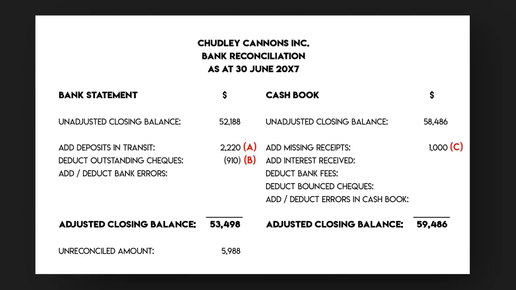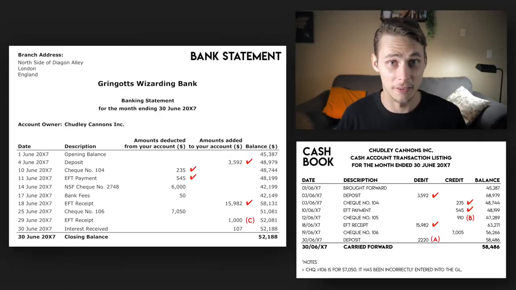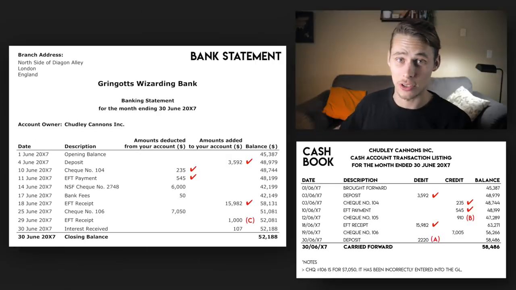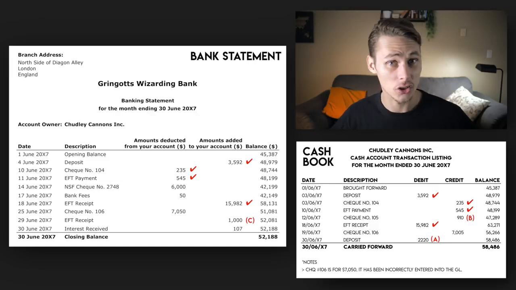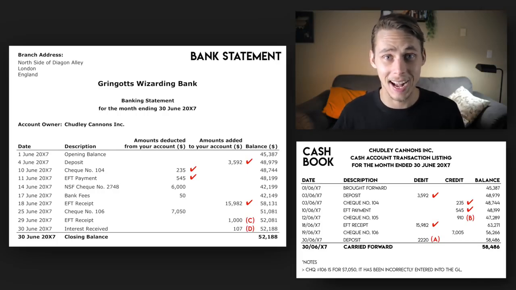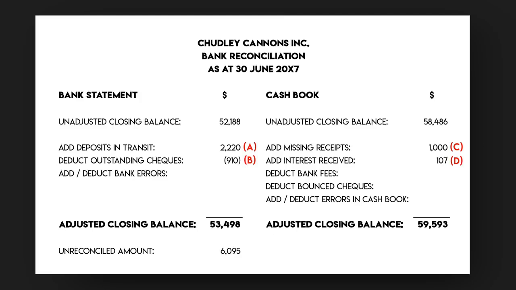Right, what's next? Interest received. We're looking for amounts added to our bank account that have interest in the description. On the 30th of June, we can see interest received of $107. Has it been recorded in our cash book already? Nah, so we reference it as transaction D and add it to our cash book balance in our bank rec.